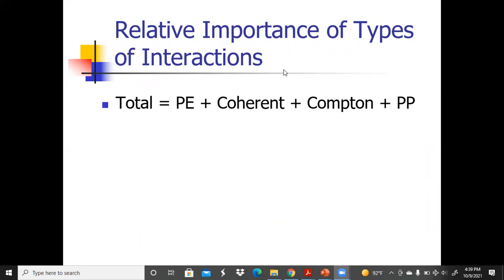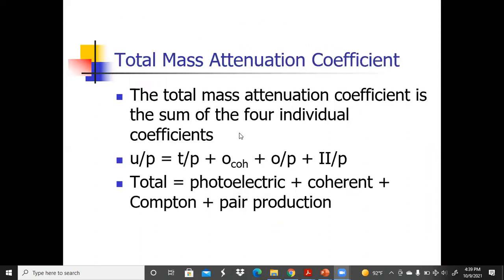Now, all of these types of interactions, the photoelectric effect, the coherent scattering, the Compton, and the pair production, add together, and then you get the total number of interactions. So the total mass attenuation coefficient is going to be the sum of the four individual coefficients.